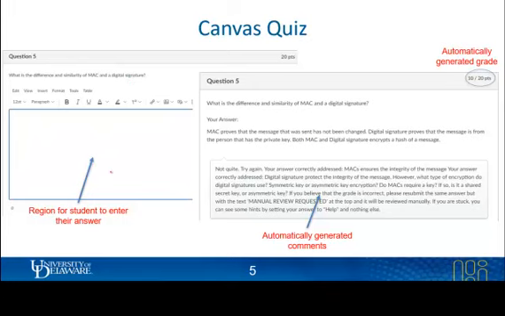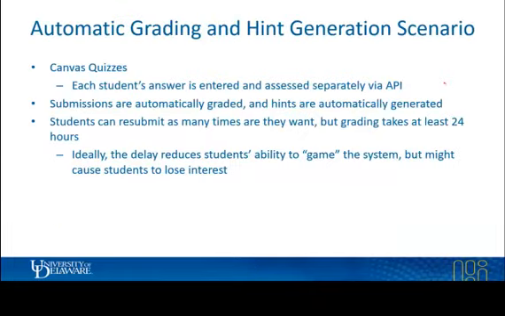And then after it's graded, the students see the question, they see their answer, and here we see the automatically generated comments. And here is the automatically generated score. The students are allowed to resubmit as many times as they want. They can use the entire semester.